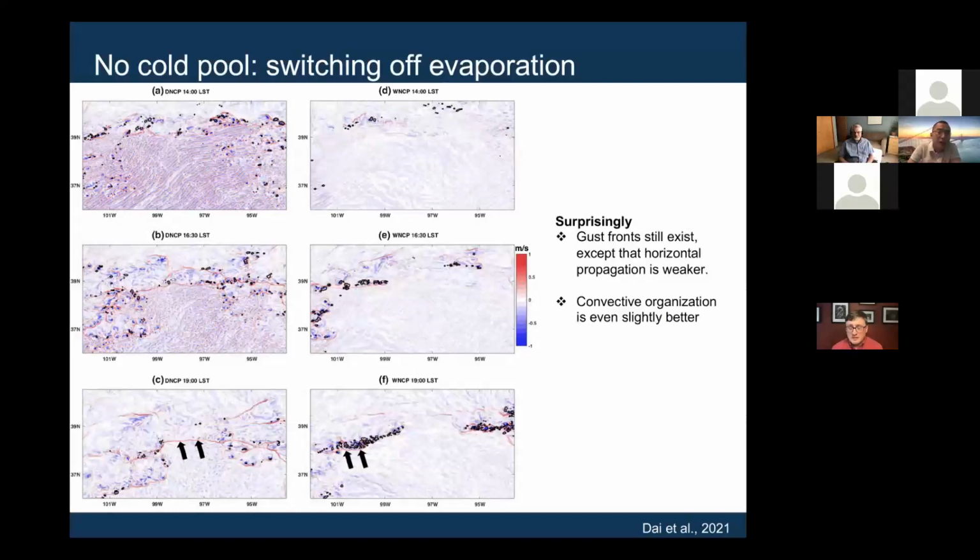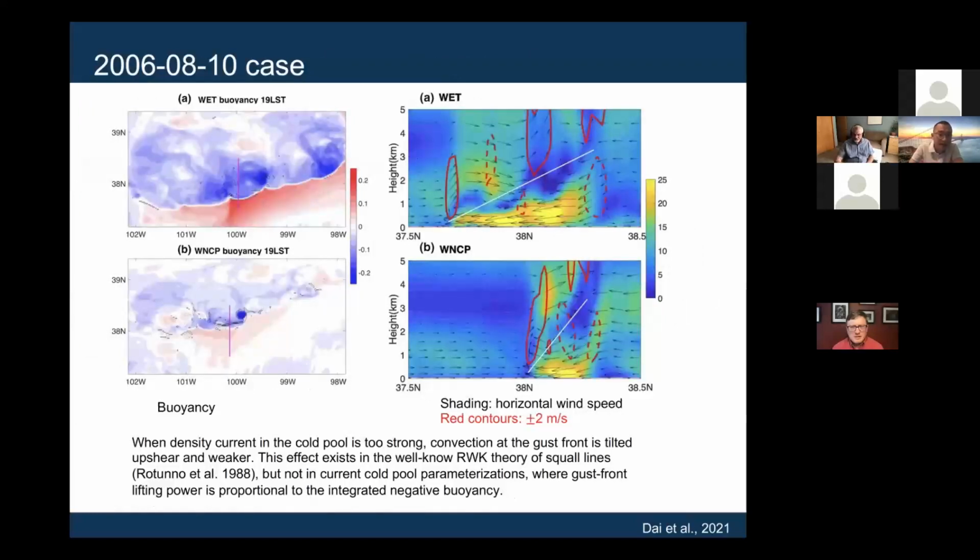So we clear the corpus by switching off evaporation below 2 kilometers height. Surprisingly, we found that the gas fronts still exist, except that the horizontal propagation is weaker. And more surprisingly, we found the convective organization is even slightly better than with the corpus. If we look at the bottom right, this black contour shows very organized convection. Next, please. Why is that?